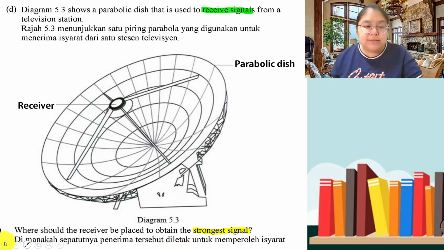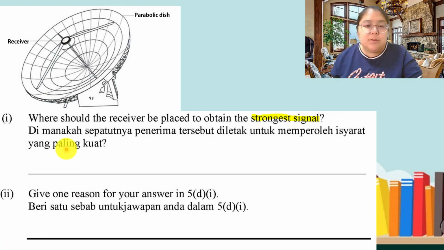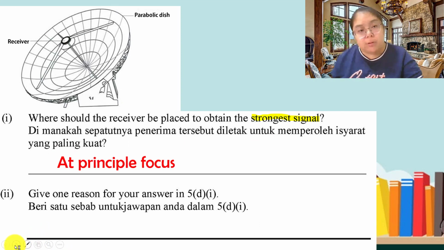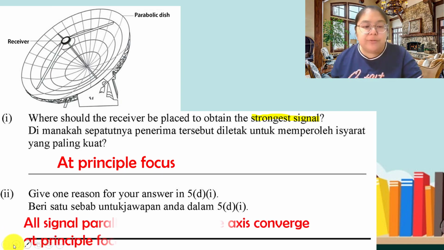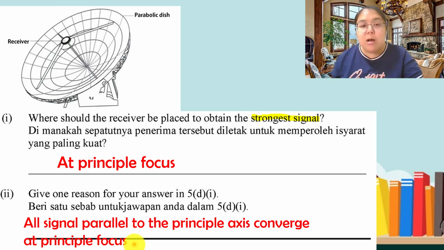Okay, now we go to the answer. The location must be at the principal focus. Okay, the capital F we call principal focus. What's the reason? The reason is all the signals are parallel to the principal axis. After that, they will converge to the principal focus. So this is just like the first ray you draw. Parallel, after refracted from the mirror, then they go to the F.